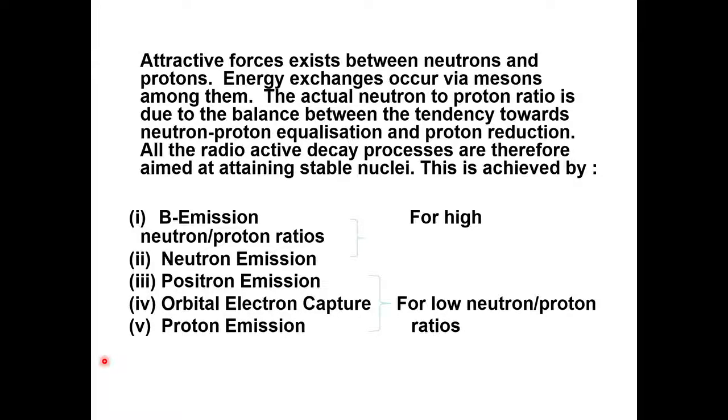Because protons carry a high positive charge and neutrons do not carry any charge, how they hold each other is a question. Normally we say an attractive force exists between neutrons and protons. They are very weak forces, and by these forces they are all held together. Energy exchanges occur between protons and neutrons via mesons. The actual neutron to proton ratio is due to the balance between the tendency towards neutron proton equalization and proton reduction. So, all the radioactive decay processes are aimed at obtaining stable nuclei.